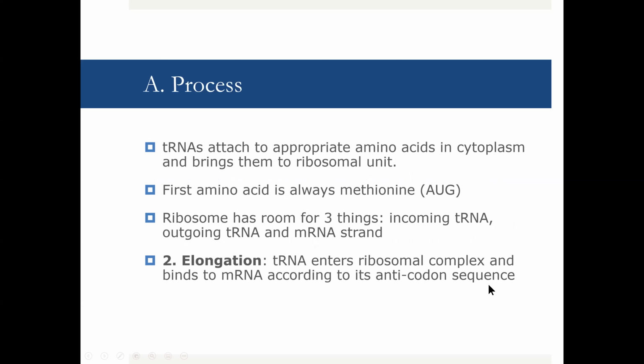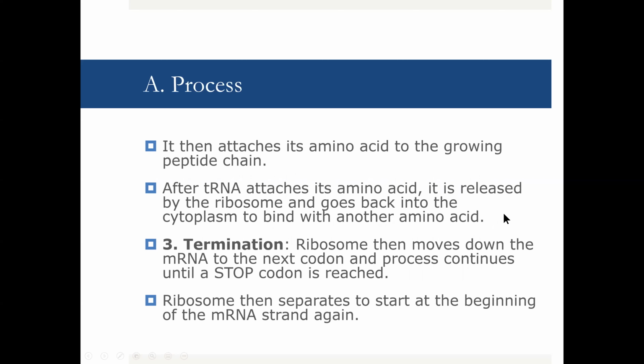We saw the table, the different amino acids. There's a transfer RNA for each one of those, okay? The first amino acid is methionine. Ribosomes have room for 3 things: the incoming tRNA, the outgoing tRNA, and the messenger RNA. Elongation occurs. It keeps attaching to the growing chain. And then eventually it gets down to a stop codon, okay? Once it does that, the ribosome separates from the messenger RNA and goes back to the start of the messenger RNA and starts coding again.